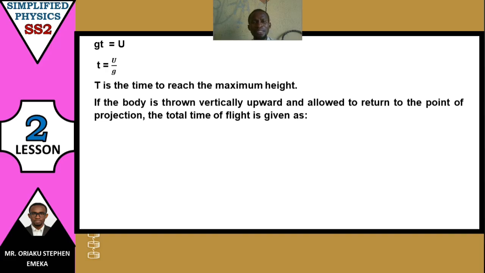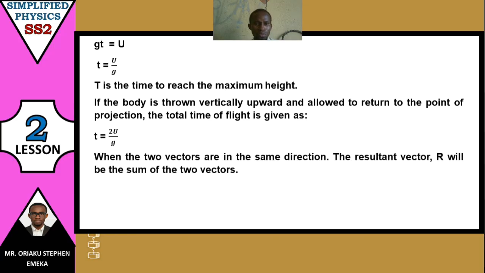Now if the body is thrown upward and is allowed to return to the position of projection, the time taken to go up will also be equal to the time taken to return to the height of the line of projection. So the total time of flight is going to be 2u over g.